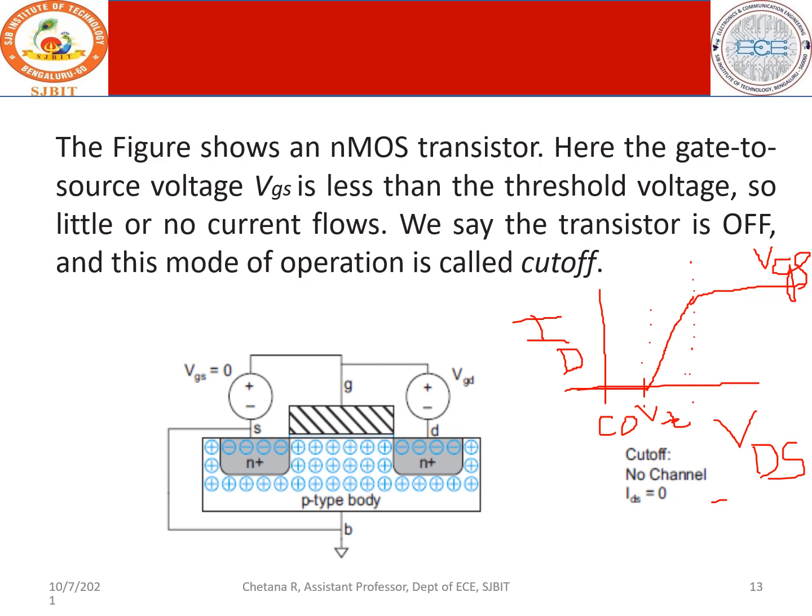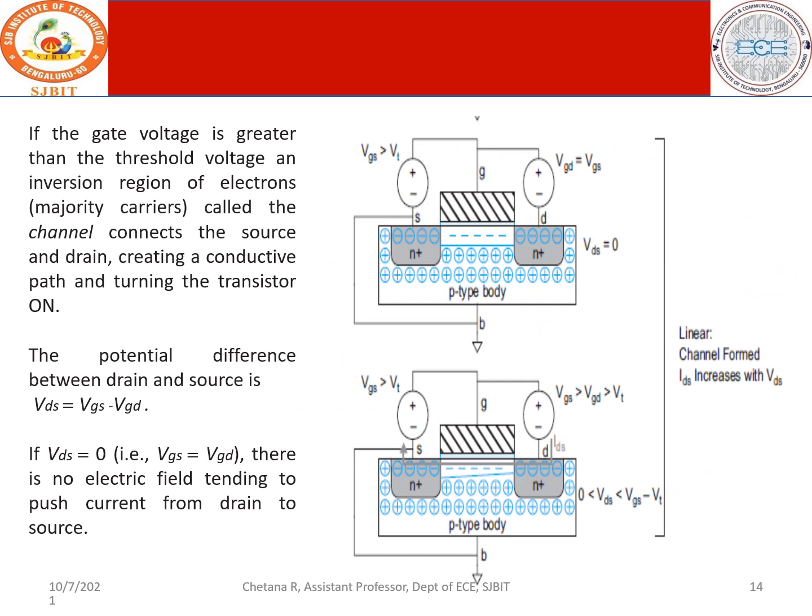So this is how the characteristics goes on. Right now we are in the initial stage of the cutoff region. Look into the next slide. If the gate voltage is greater than the threshold voltage, an inversion region occurs. Yes, we have discussed this. It creates a conducting path. So you have a path, but still it is not ready. The transistor will turn on, but current doesn't flow yet. It's ready to work. The potential difference between the drain and source is VDS equal to VGS minus VT. Yes, definitely the difference will be there.